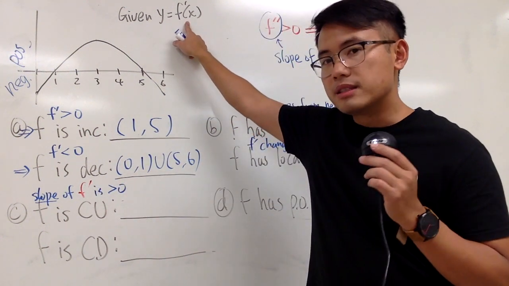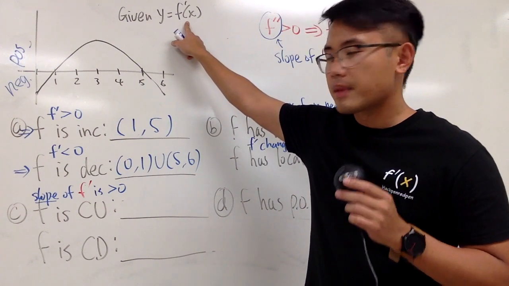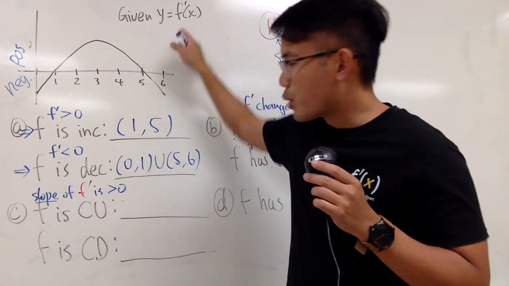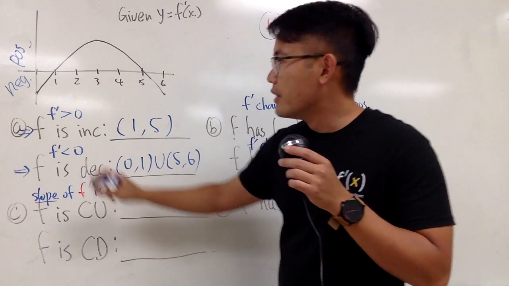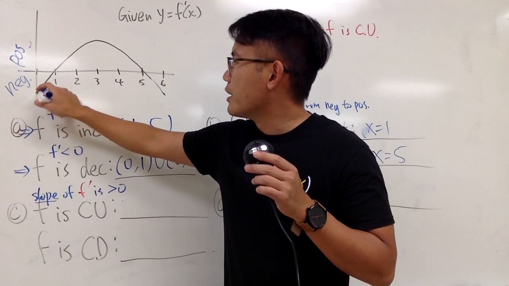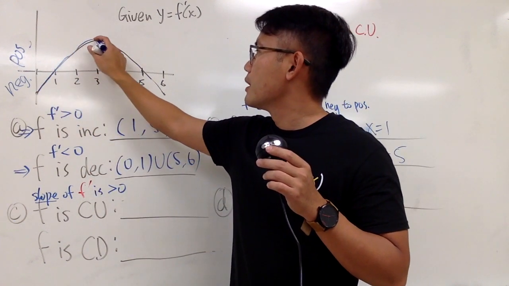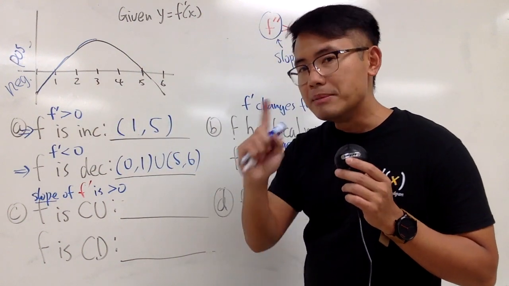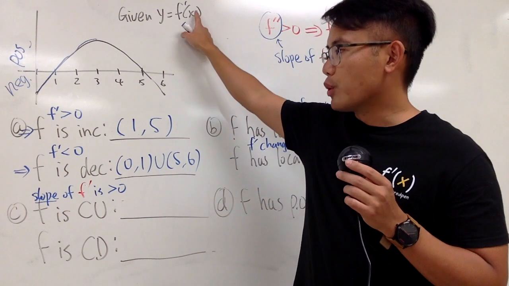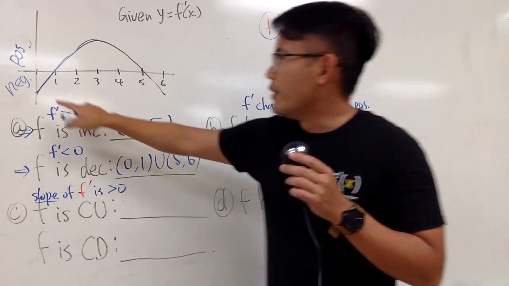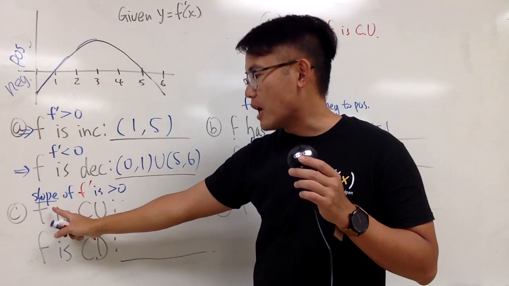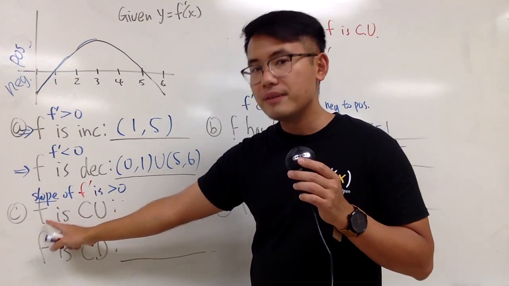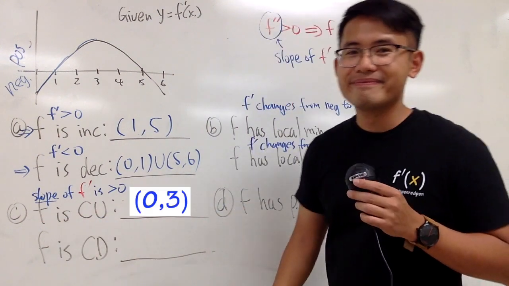This right here is the graph of f prime. And we're looking for the slope of f prime is greater than 0. Now you see, this portion from here up here, it's going up. F prime is increasing. I'm saying f prime is increasing. I'm not saying the original is increasing. When f prime is increasing, that will tell you the original f is concave up.